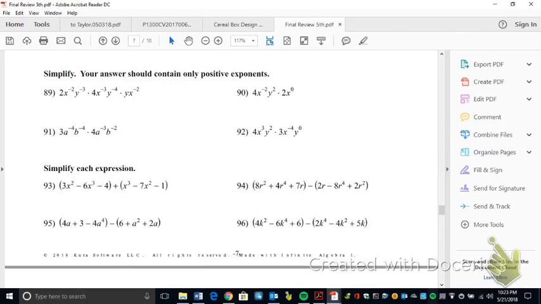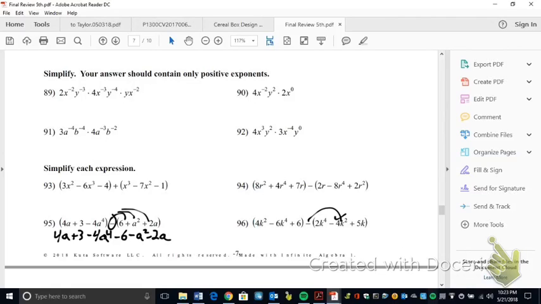I'm going to do it with a negative. Now, when I have that negative, what I'm doing is distributing a -1 throughout. Or, if you want to view it this way, everything inside gets its sign changed. So I do 4a plus 3 minus 4a squared. Now, -6 minus a squared minus 2a. See, everything inside changed signs.